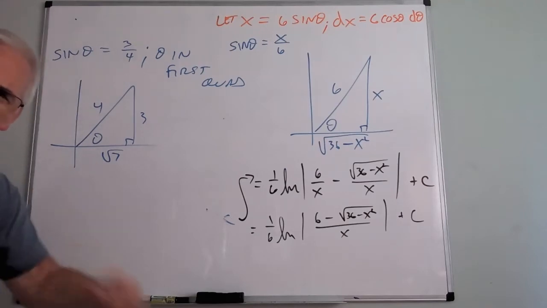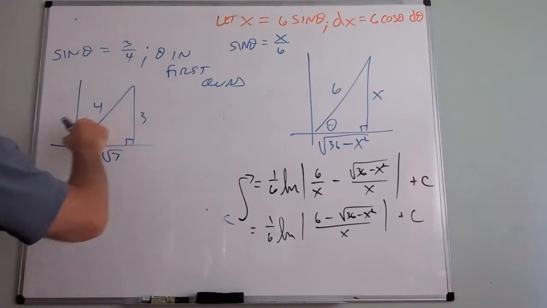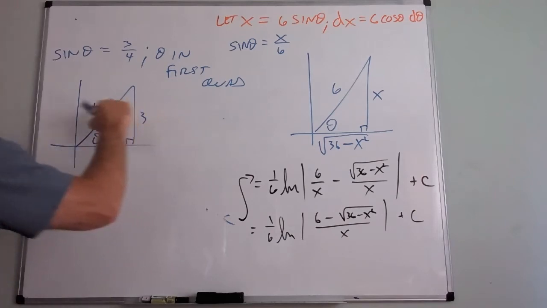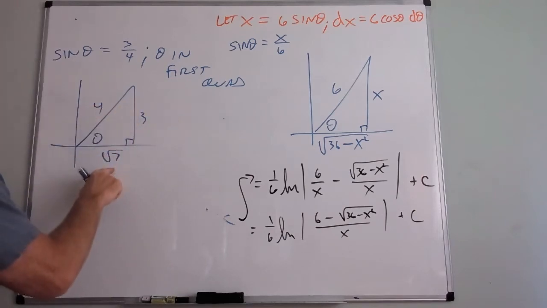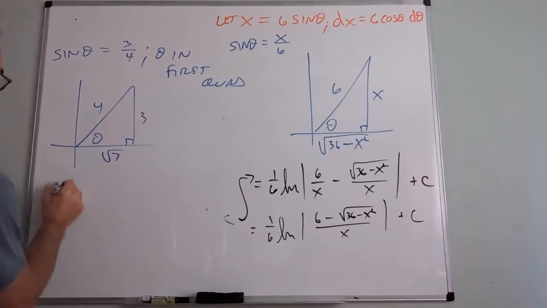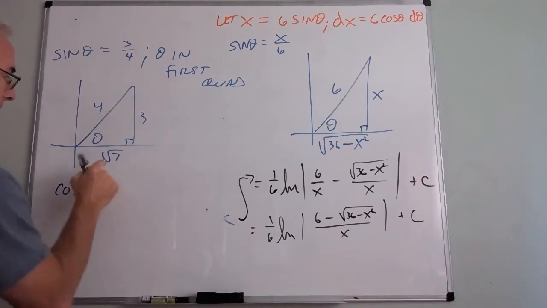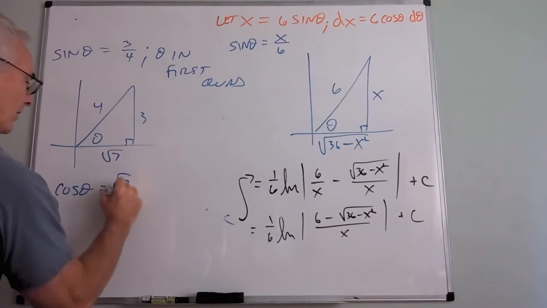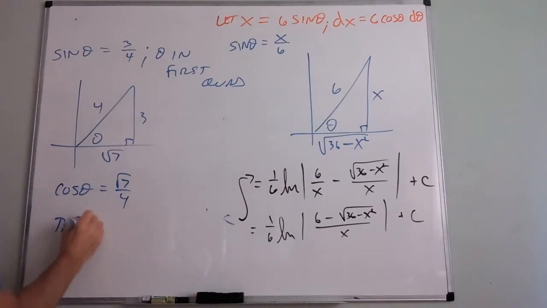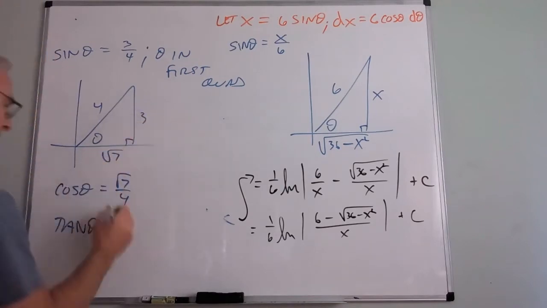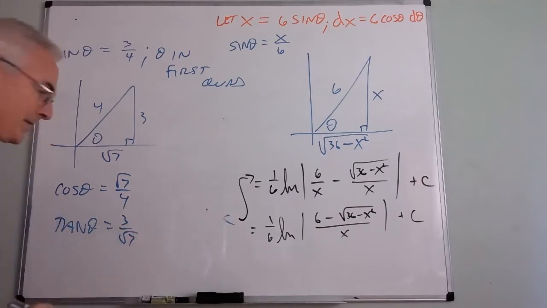Again, there's a little rust here, I'm sure. So I drew a picture where the sine of theta is 3/4. That means the missing side would be √7. That's just Pythagorean theorem. Now, what's the cosine of theta in my picture? Well, that'd be √7/4. What's the tangent of theta in my picture? Well, that'd be 3/√7, and so on.